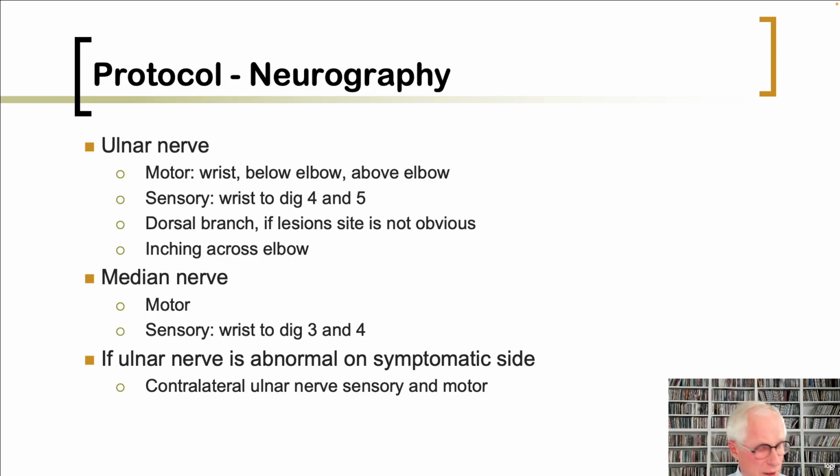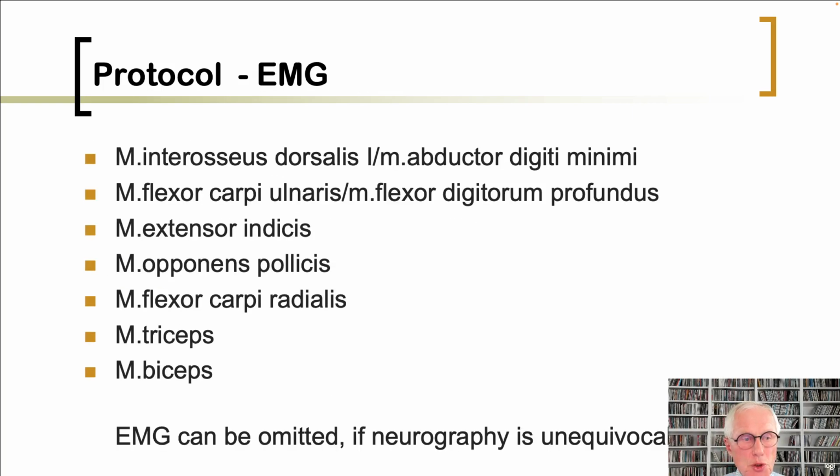Inching across the elbow is very helpful as well. We do the median nerve as well, motor and sensory. And if you have an abnormality on neurography on the symptomatic side, we also check for subclinical abnormalities in the contralateral side. EMG is usually a part of this study as well. You look at proximal and distal ulnar nerve muscles in the hand and in the forearm, C8 muscles in the radial nerve, extensor indicis, thenar muscles, flexor carpi radialis, triceps, biceps.